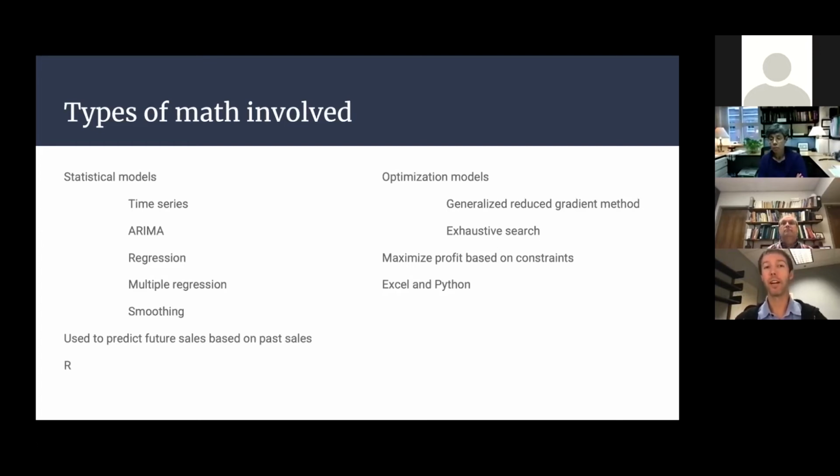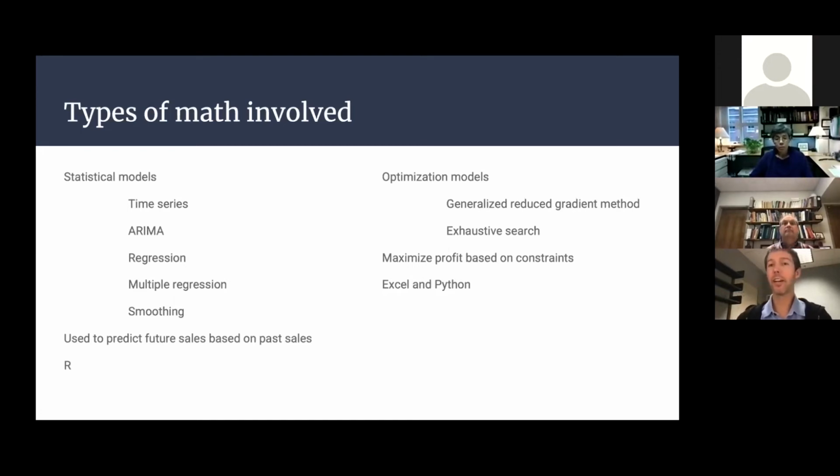They use things like time series. ARIMA is a statistical procedure, as are regression, multiple regression, and data smoothing. They had to decide how far back you want to look and pick data from in order to predict the future. The ultimate goal of that was to predict what the sales are going to be in the future. And the bottom left letter, that's not a typo, that's actually the letter R. That's a programming language you can use for statistics. So the students learned and used that language.